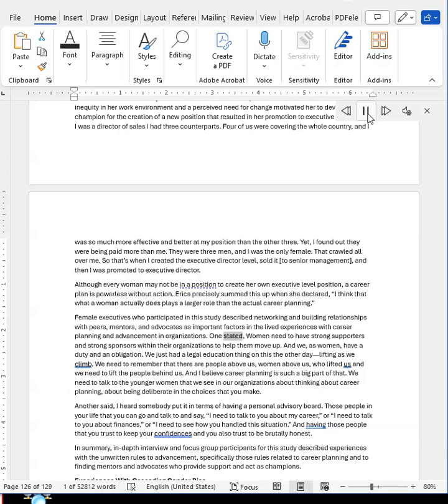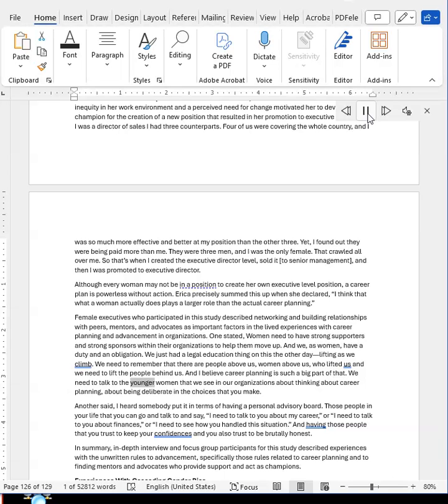One stated, "Women need to have strong supporters and strong sponsors within their organizations to help them move up. And we, as women, have a duty and an obligation. We just had a legal education thing on this the other day, lifting as we climb. We need to remember that there are people above us, women above us, who lifted us, and we need to lift the people behind us. And I believe career planning is such a big part of that."